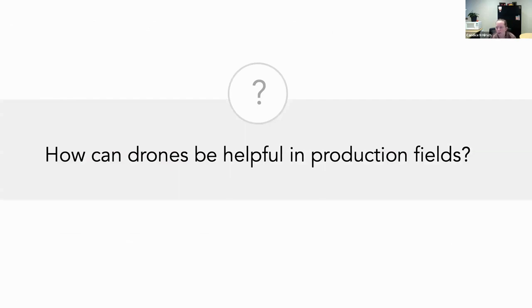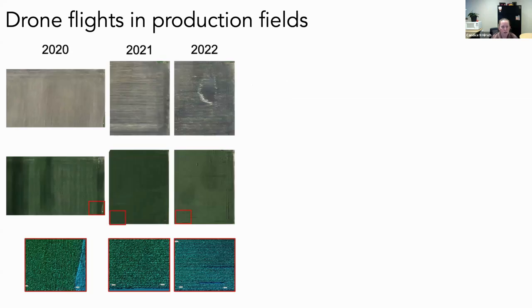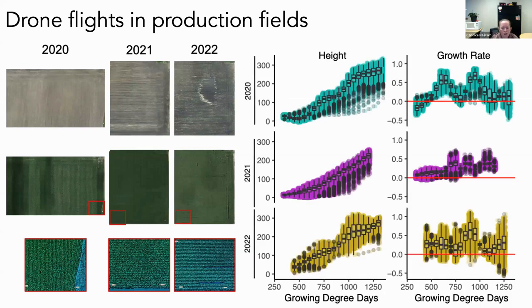So another quick study that I want to talk very briefly about is one where we looked at how drones may be able to be used in production fields. And this is one that's in very early stages of analysis, but just to touch briefly on it. So drone flights were conducted over production fields across 3 different years, 2020, 2021, and 2022. And the heights of plants throughout the field in each of these years, as well as the growth rates, were quantified off of those drone images.